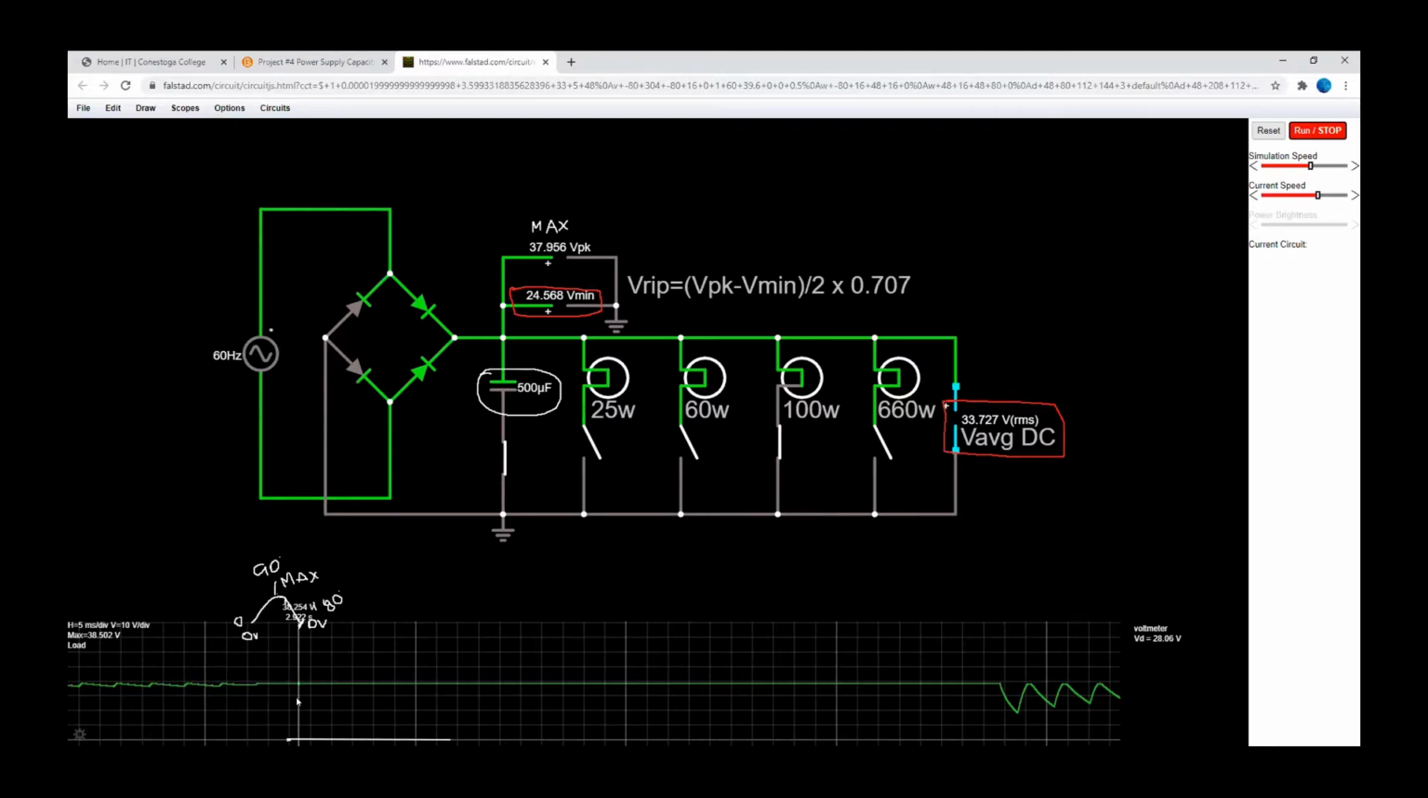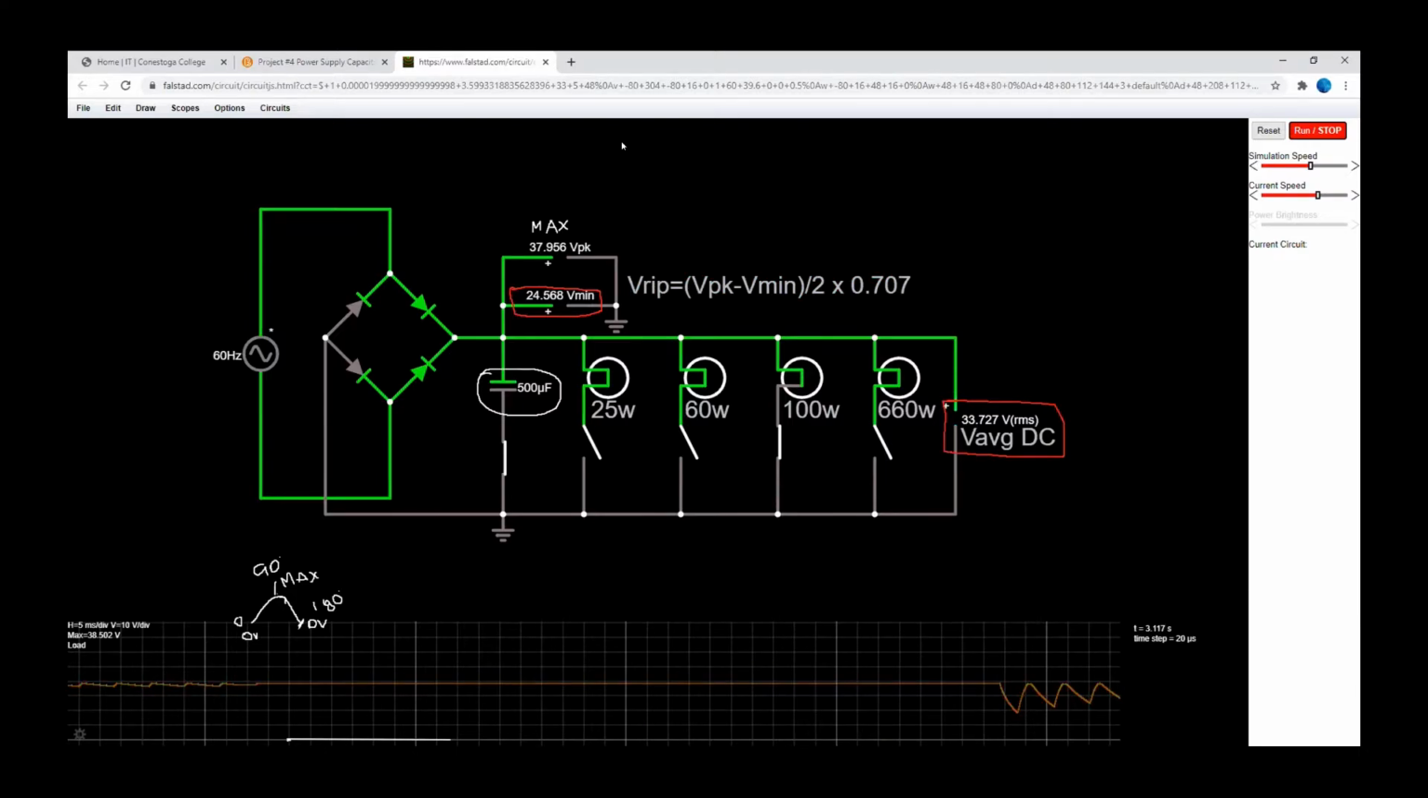Now, when I shut down the 25-watt light bulb, everything went back to normal. However, now when I turn on the 100-watt light bulb, because this is demanding more current, it's going to be discharging my capacitor at a faster rate. And because my capacitor is discharging faster, before my capacitor can start recharging again, it will discharge to a voltage level which is equal to 24.5 volts, which is going to be my minimum voltage.